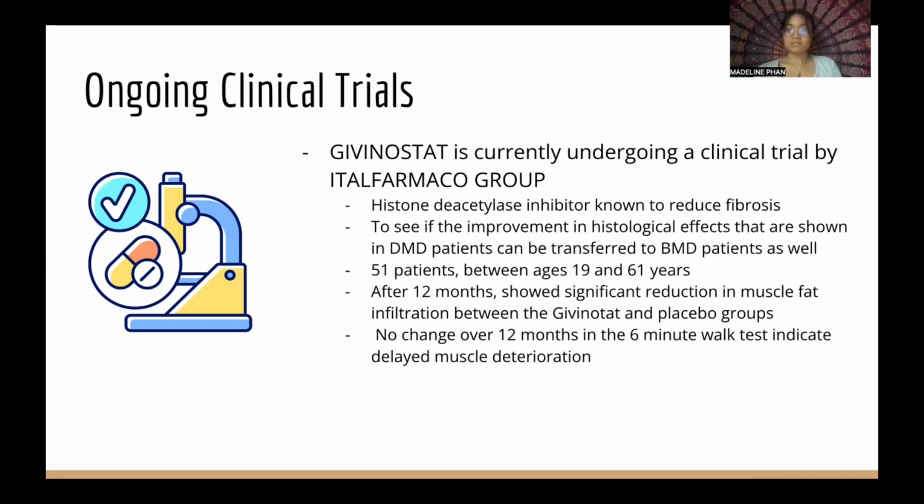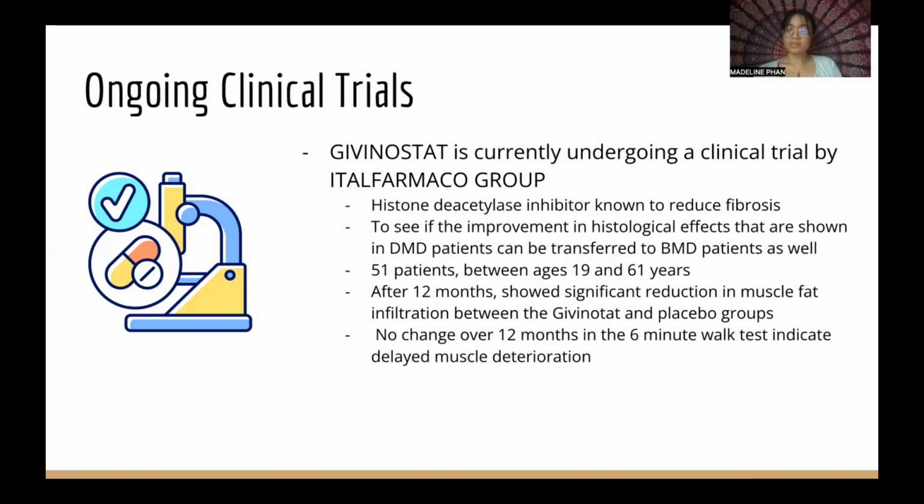Givinostat has been used in DMD patients, and it showed a lot of improvements in histological effects and improvements in the muscle tissue, like a reduction in fibrosis. So the point of this clinical trial, which is also a phase 2 trial, was to see if these givinostat results can be transferred to BMD patients. They used 51 BMD patients between the ages of 19 and 61 years, and this phase 2 clinical trial ran for about 12 months.